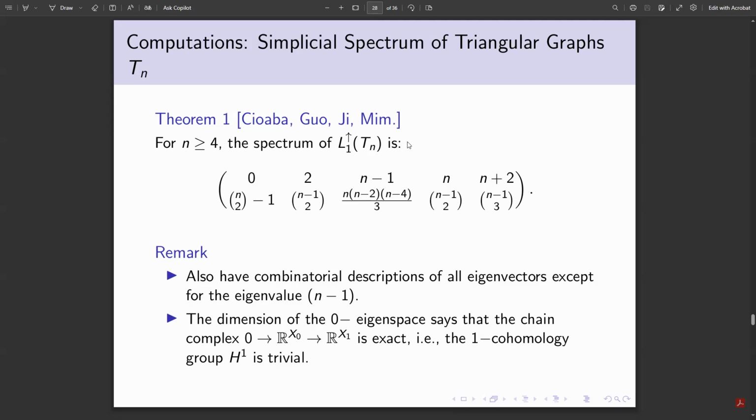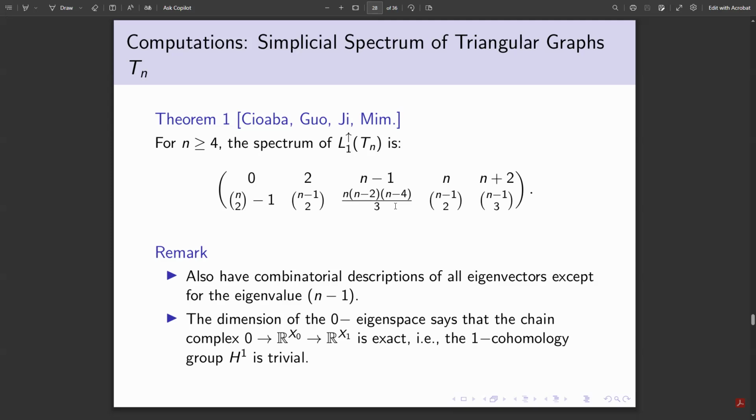In fact, we proved more. We actually gave combinatorial descriptions of the complete eigenbasis. So all the eigenvectors belonging to the eigenvalues, except for the one eigenvalue with multiplicity n minus 1, for which we do not really have the description of the eigenvectors. But this eigenvalue was found by first finding the remaining ones and then applying Cauchy-Schwarz to say there must be a single eigenvalue, and that must be n minus 1. For the remaining ones, we found an exact description of the eigenvectors.